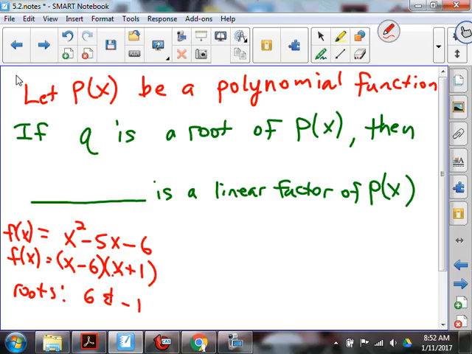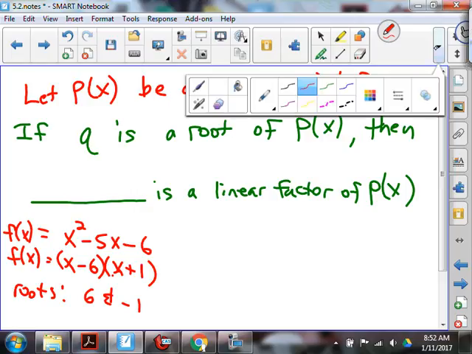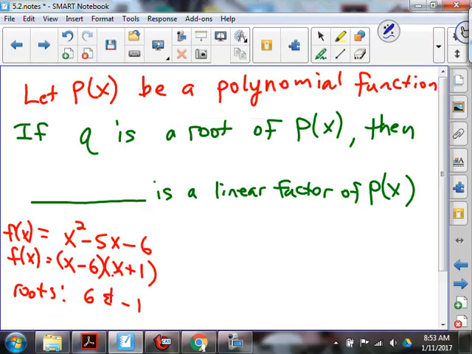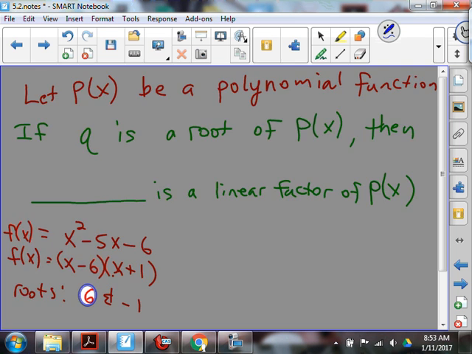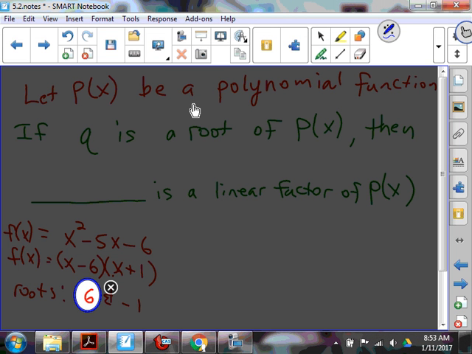Anybody got it figured out now? What goes in the blank? Okay. Apparently that snow day made it like a Monday. Because 6 is a root of this function here, because 6 is a root, x minus 6 is a factor. Because negative 1 is a root, x plus 1 is a factor.